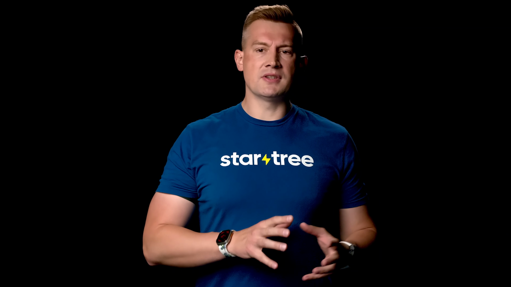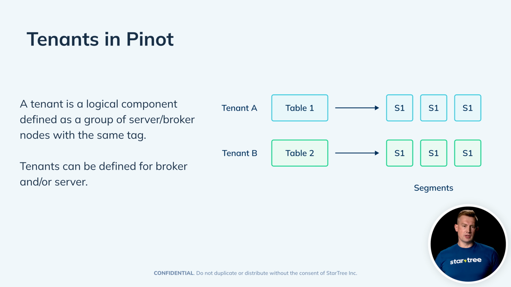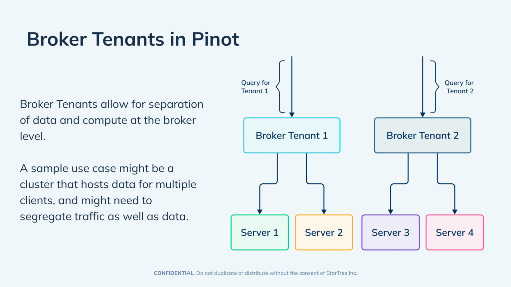We have two types of tenants: broker tenants and server tenants. As the name implies, broker tenants handle query routing, while server tenants manage data storage and processing. A tenant is a logical component, defined as a group of server or broker nodes with the same tag. Tenants can be defined for broker or server. Broker tenants allow for separation of data and compute at the broker layer.